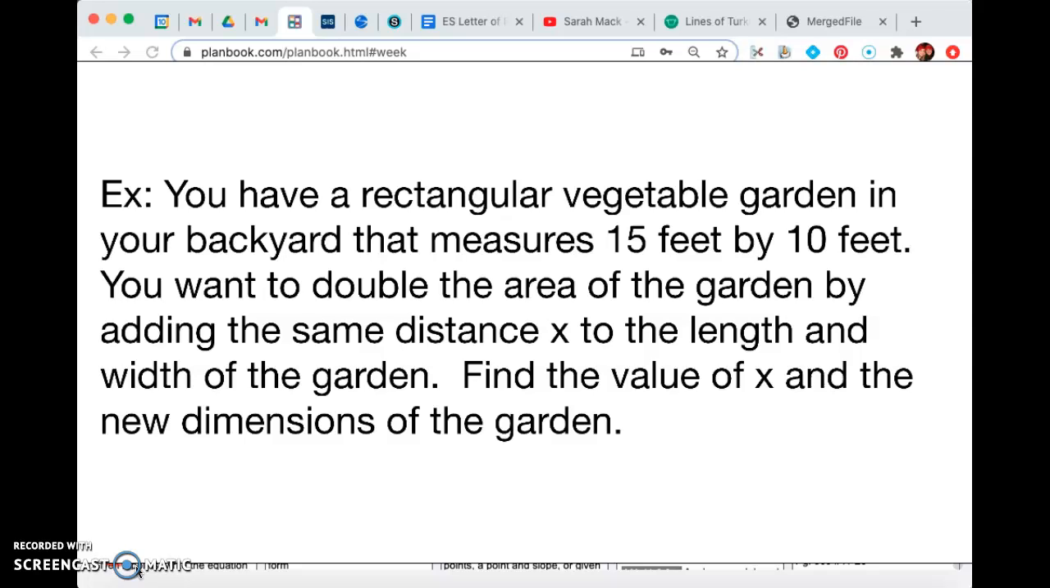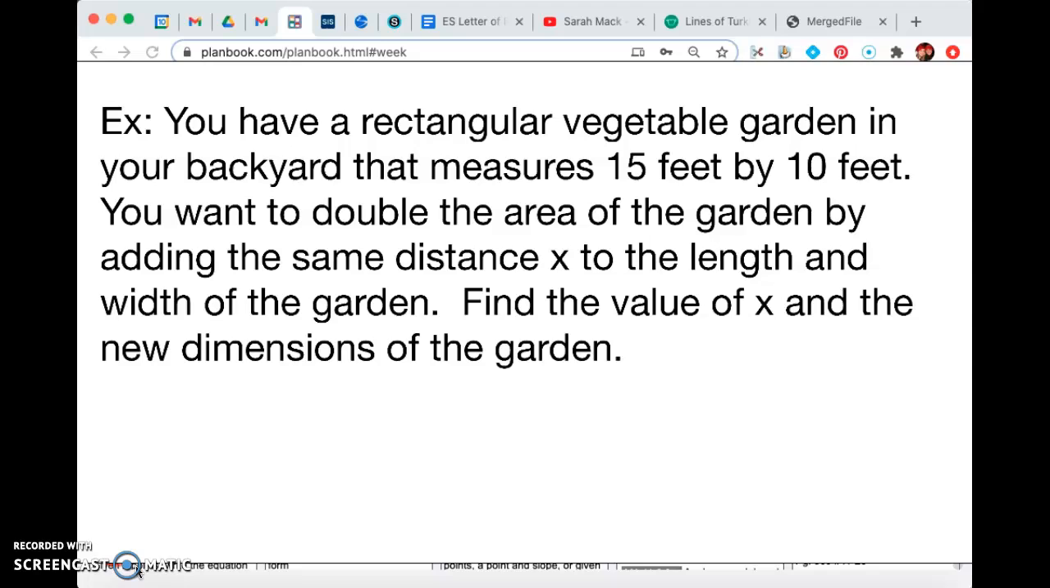Okay, so you have a rectangular vegetable garden in your backyard that measures 15 feet by 10 feet. Then double the area of the garden by adding the same distance x to the length and width of the garden. Find the value of x in the dimensions. So here's my original 15 by 10. They want to add the same amount to the length and width, so I extend this way x feet, and I would extend this way x feet. So I have this new region.